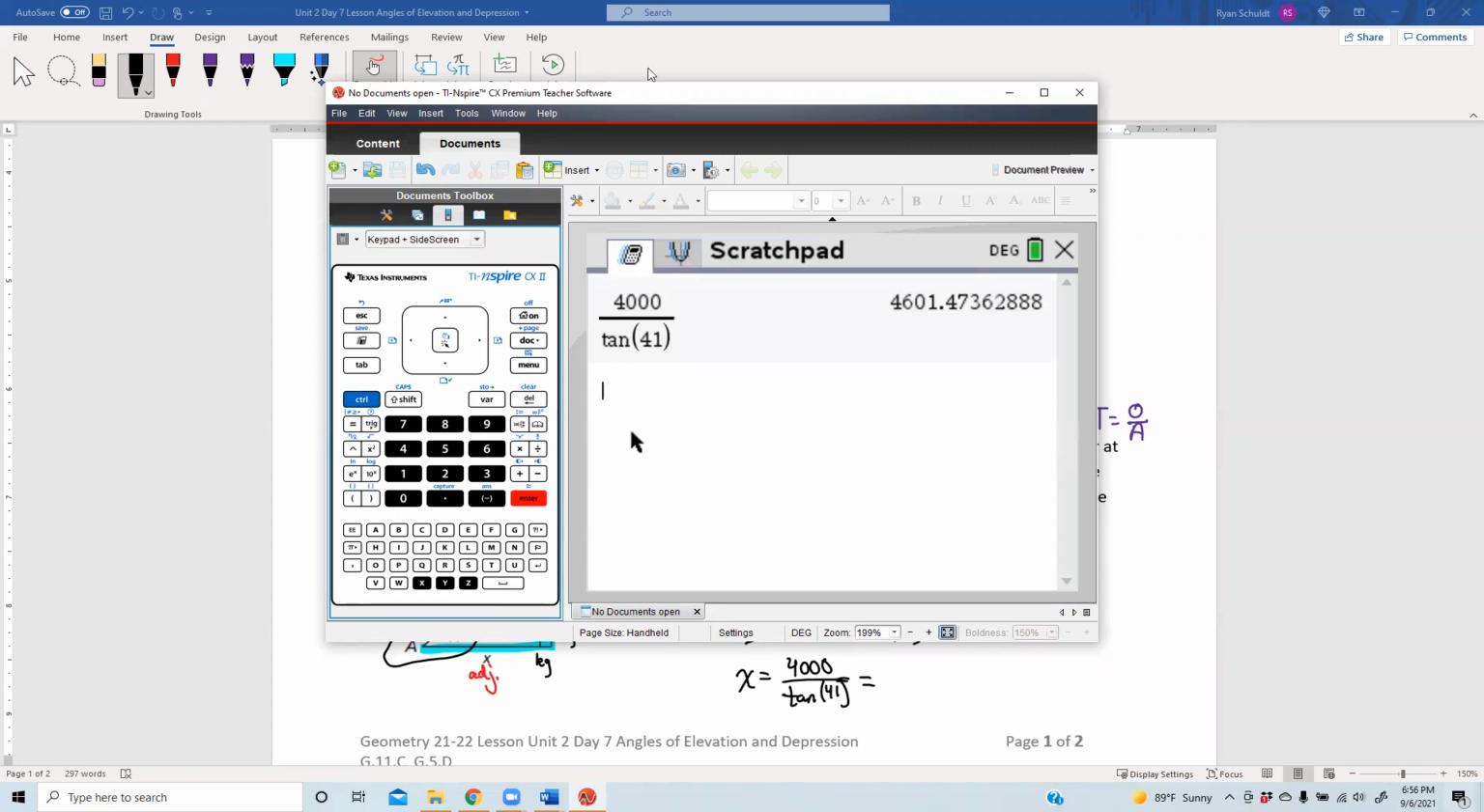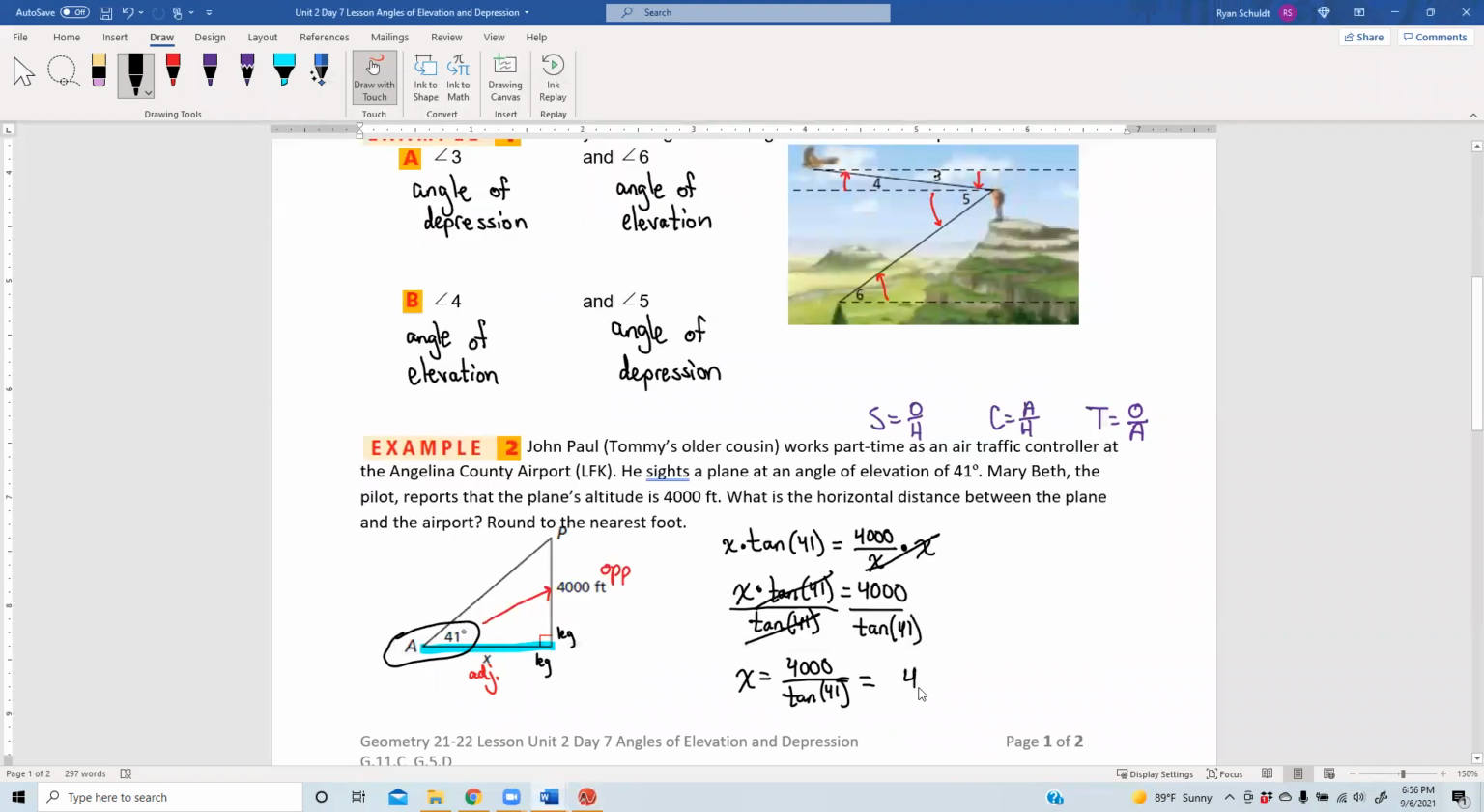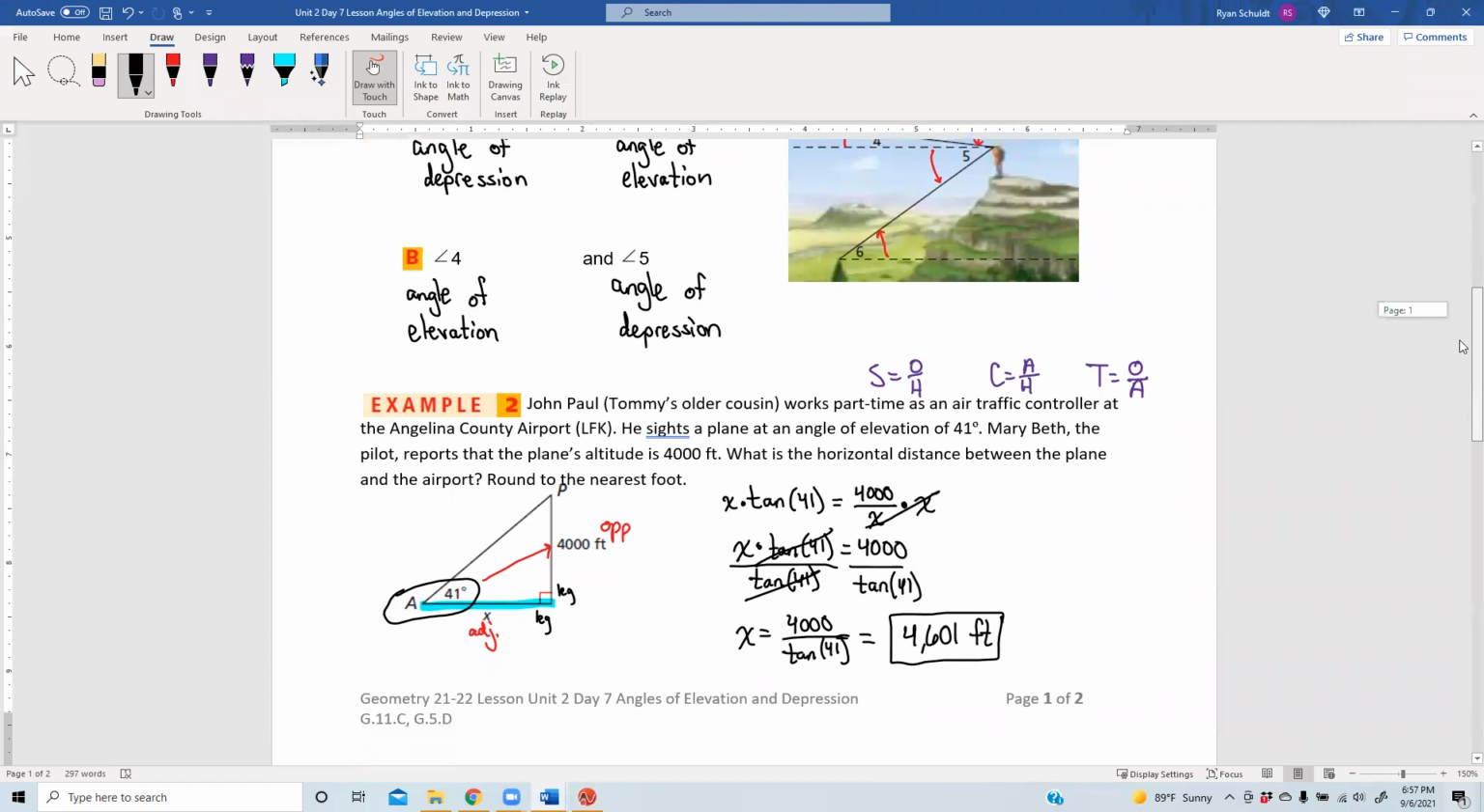It asks us to do this to the nearest foot. That's going to be the nearest whole number. So 4,601 feet. That's how far Mary Beth is from the airport, horizontally. 4,601 feet. Okay, on to the next example.